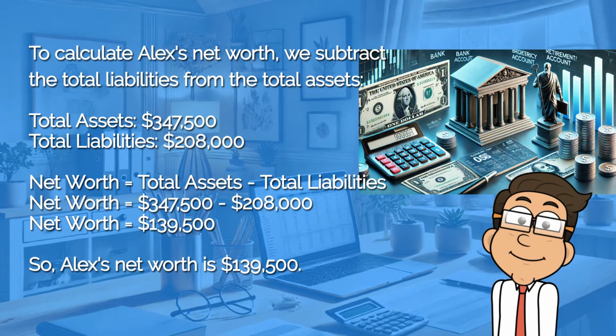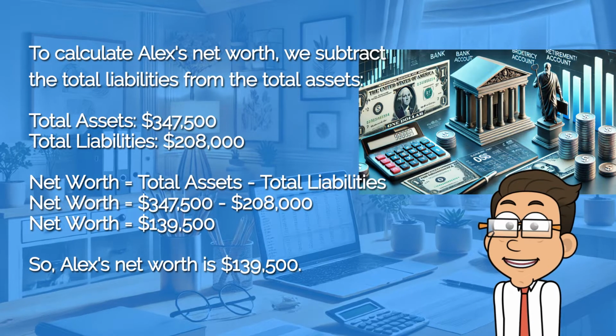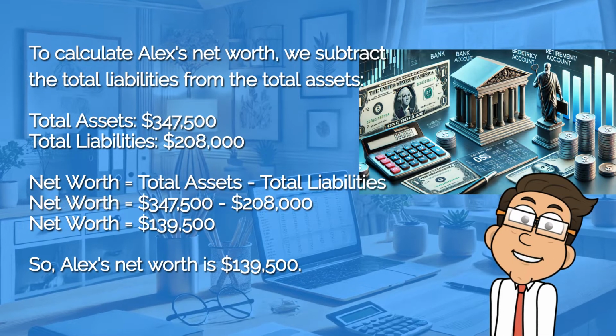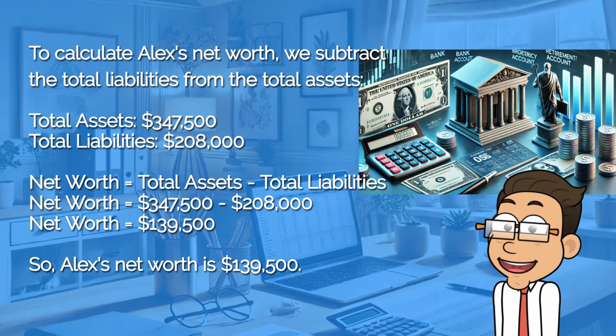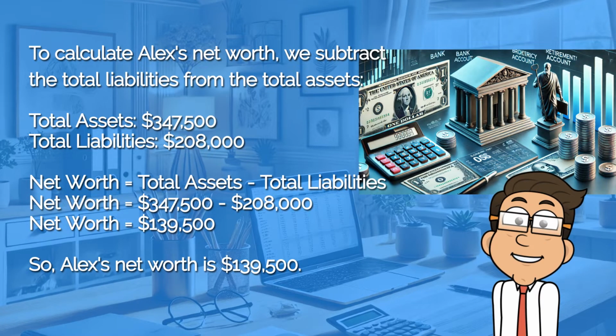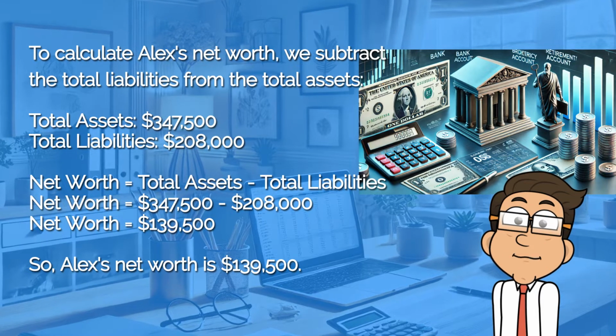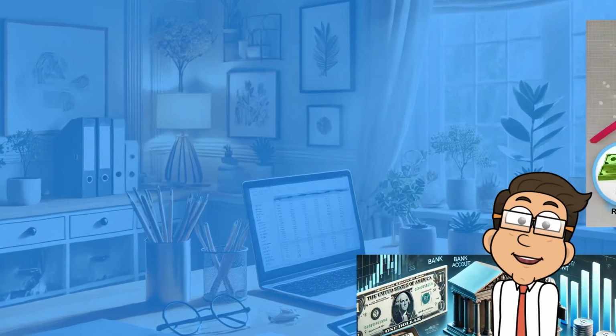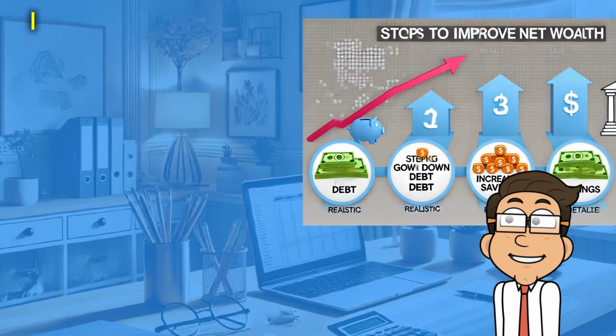If you have a positive net worth, that's great. It means you own more than you owe. If your net worth is negative, don't panic. It just means you have some work to do to pay down your debts and build up your assets. Another thing to consider is how to improve your net worth. There are two main ways to do this: increasing your assets and decreasing your liabilities.